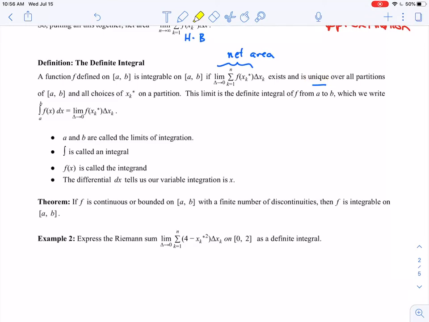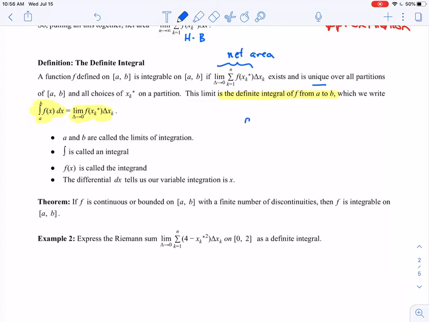This limit is the definite integral of f from a to b, which we're going to write as this. So the integral from a to b of f of x dx is equal to the limit as delta approaches 0 of the sum of f of x sub k star times delta x sub k. So again, here, this is just a net area.